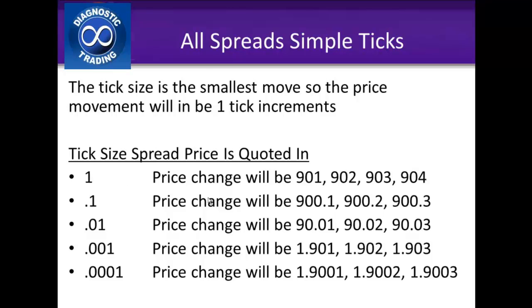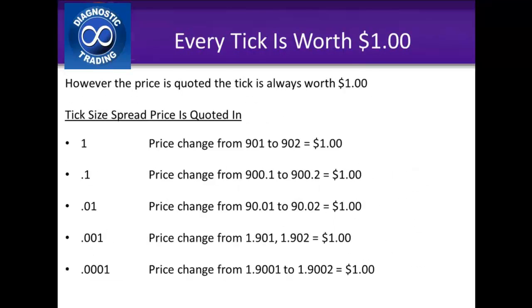to 903 to 904. If it's quoted in 0.1, it'll go from 900.1 to 900.2 to 900.3. If it's quoted at 0.01, it'll be 90.01 or 90.02 or 90.03. If it has 0.001, then the price may change from 1.901 to 1.902 to 1.903. And if it's 0.0001, like you'll see in a lot of Forex pairs, then it'll go from 1.9001 to 1.9002 to 1.9003. So however the price is quoted, the tick is always worth $1.